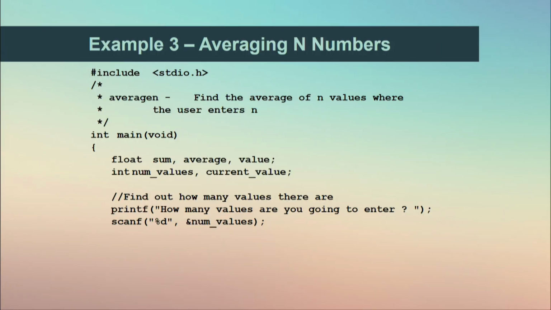The first part is we will have to find out the number of values, how many values we are going to enter. So, in this part you can see that we are printing the message asking how many values you are going to enter, and we are reading the number of values as an integer from the user, that is, how many values they are going to enter.